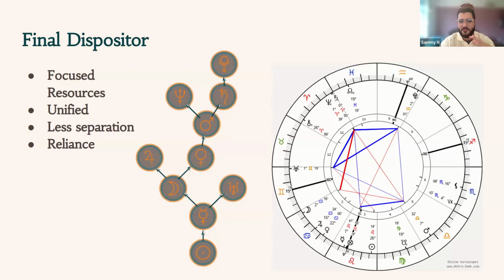And I've gotten a couple of keywords that I think tend to represent this kind of tree. Focused resources, unified, less separation, reliance. So in this chart, everything boils down to Leo and the third house. Everything comes back there. If the third house is not satisfied, if that sun is not happy in that third house, then everything else kind of stagnates.